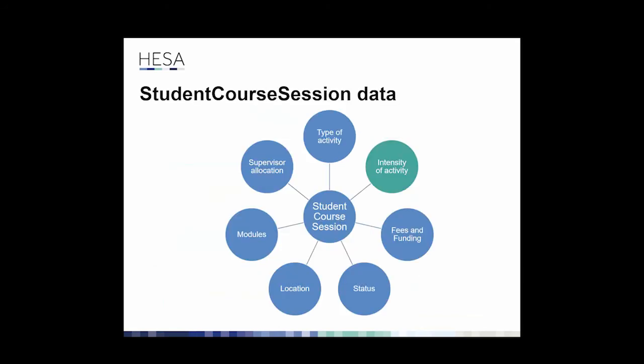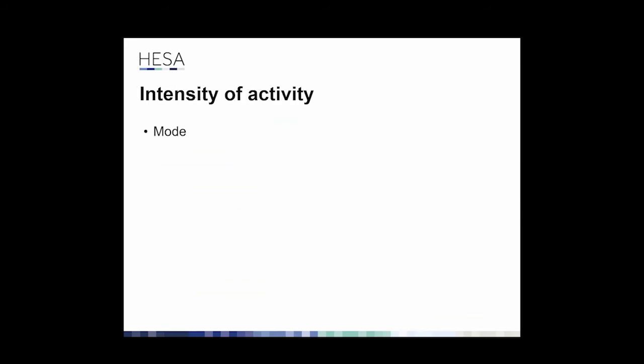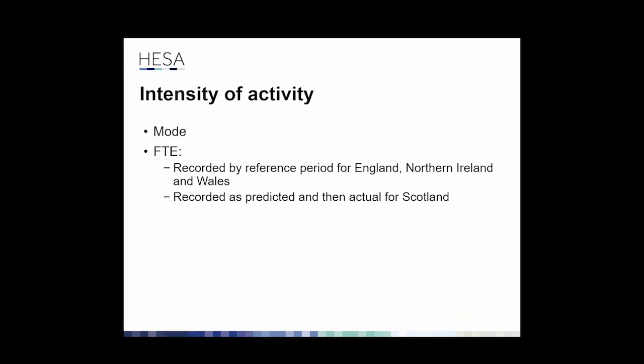The next part then: we want to know what type of activity they're doing, and we also want information about the intensity of activity. That's recorded in mode. We want to know if they're studying full-time or part-time. We have a new mode added in for Data Futures of accelerated, so we can also now identify if the student is studying at an accelerated rate. Alongside mode, we also have FTE information, so recording the full-time equivalents for the student within that student course session.